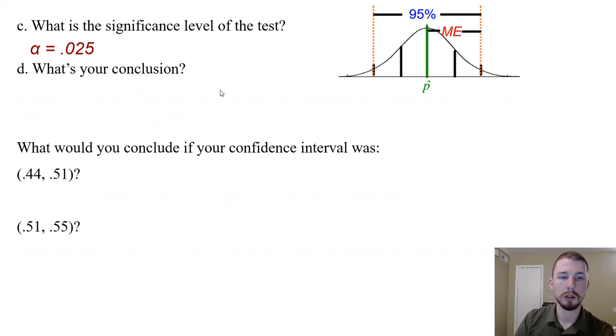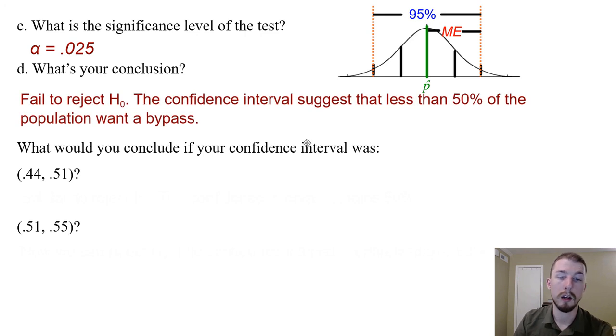What is your conclusion? Well, because 50% was not contained within our confidence interval, we don't believe that we have enough evidence to suggest that it would pass. So we fail to reject the null hypothesis. The confidence interval suggests that less than 50% of the population want the bypass. So we don't have enough evidence to suggest there's a majority support for it.